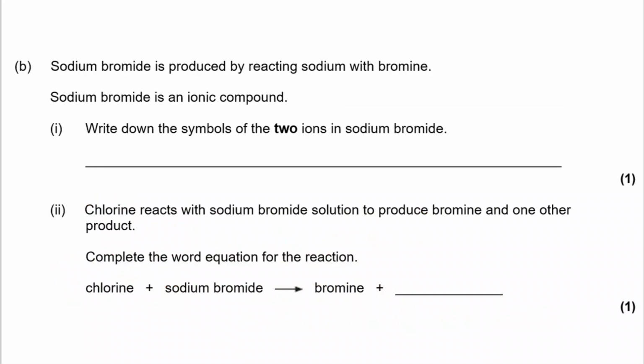Moving on, we've got sodium bromide produced by reacting sodium with bromine. Sodium bromide is ionic.